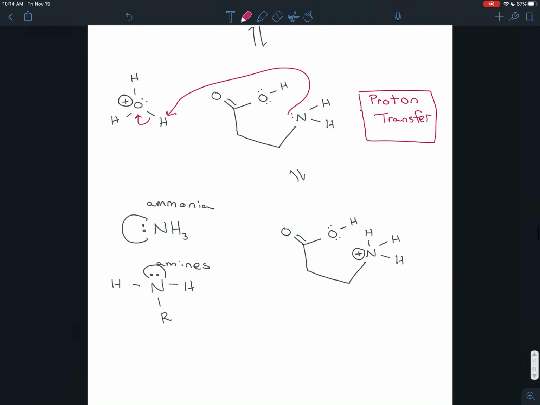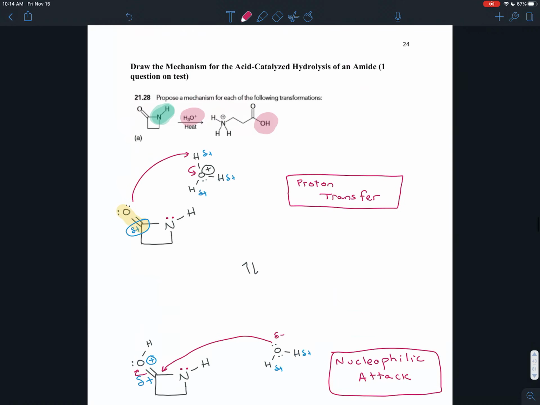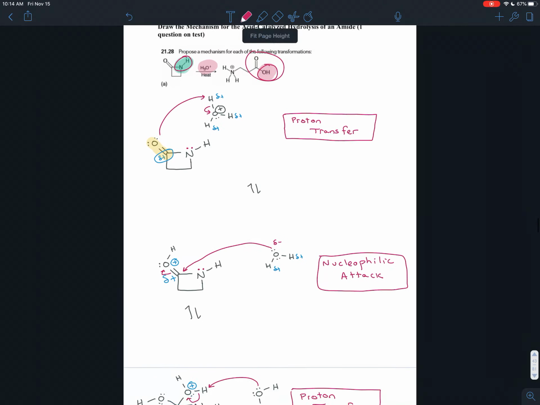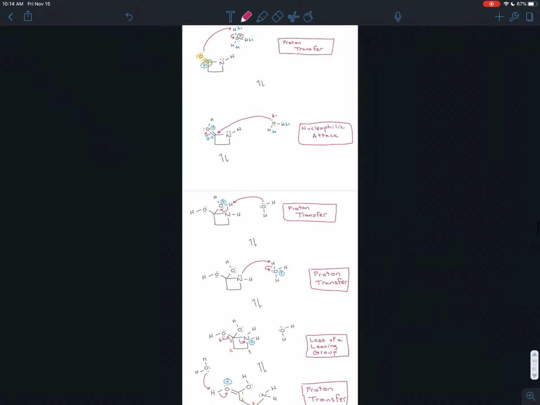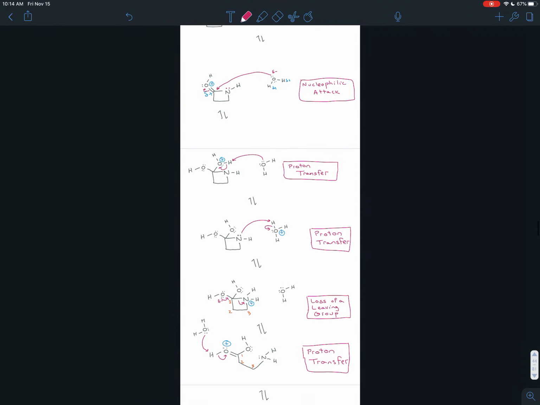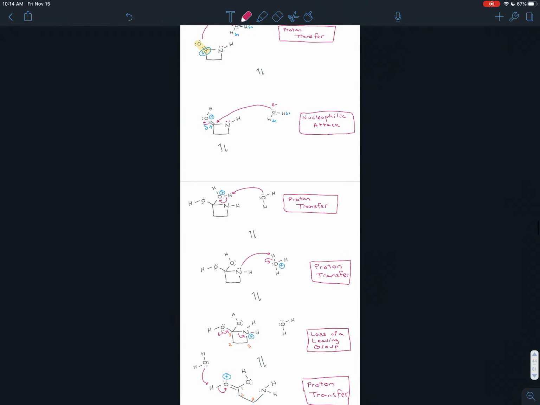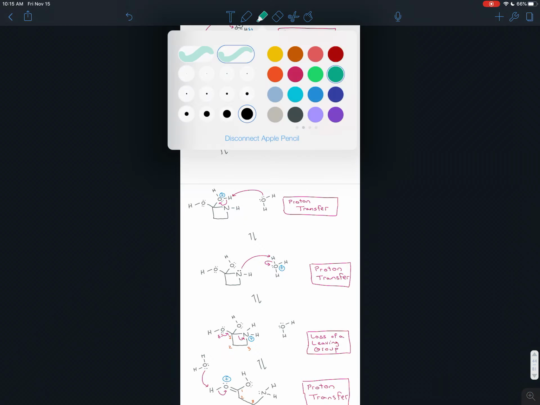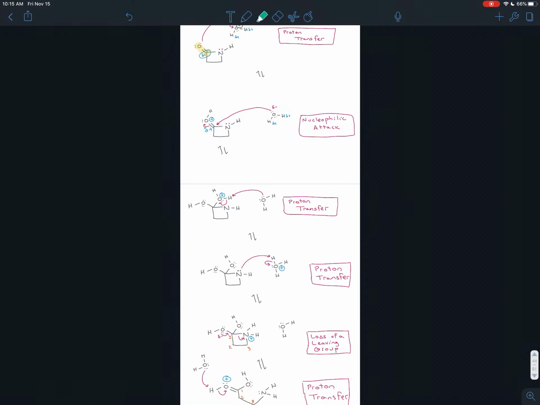All right, so there is our process. We've turned an amide, carbon double bonded oxygen, single bonded to an amine, into a carboxylic acid and an amine. We've replaced this leaving group with our nucleophile. The overall process is similar to the overall process we've seen before of nucleophilic acyl substitutions. Every time we've seen a nucleophilic attack and loss of a leaving group.